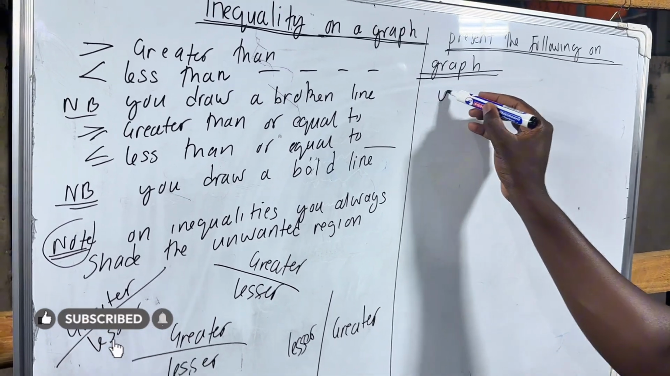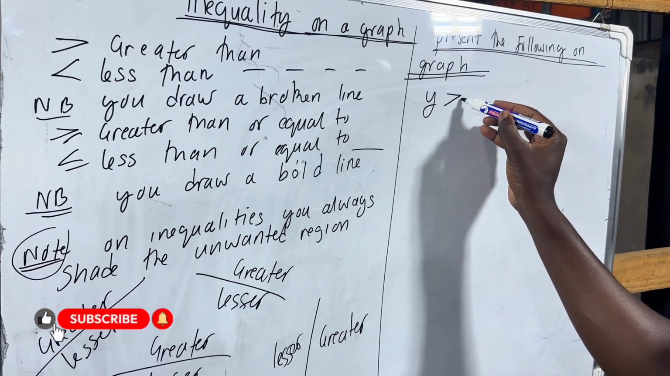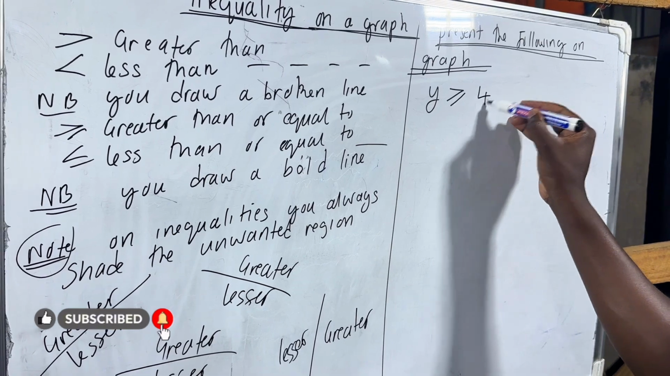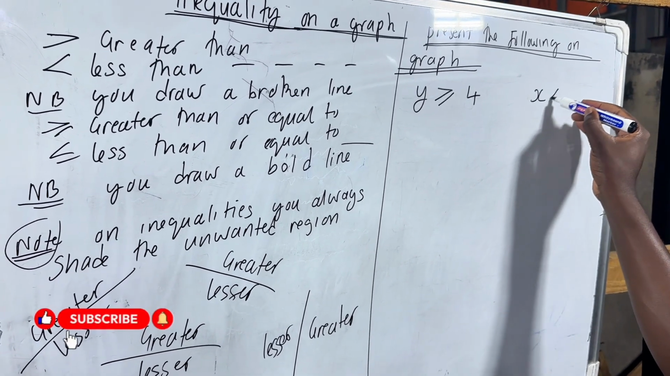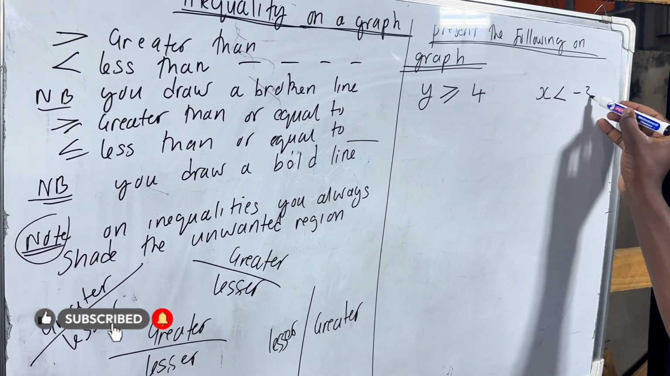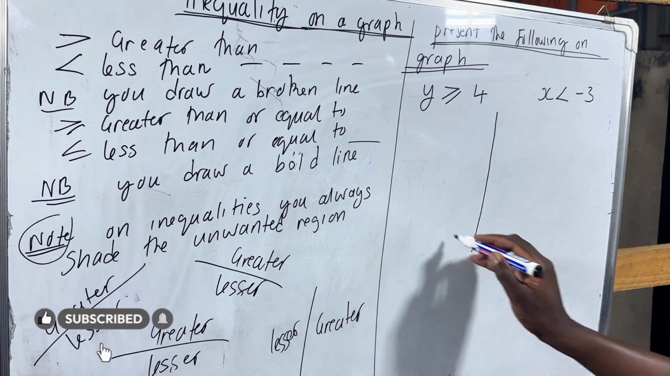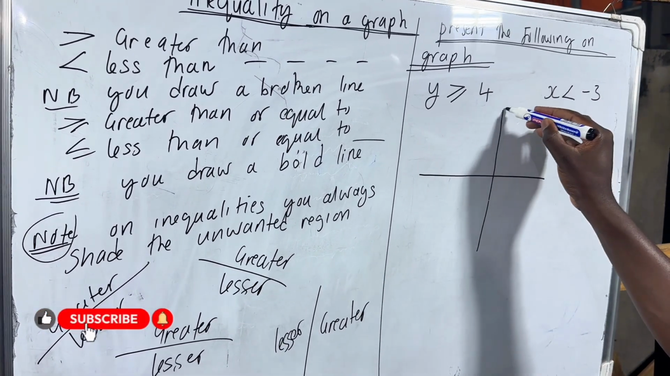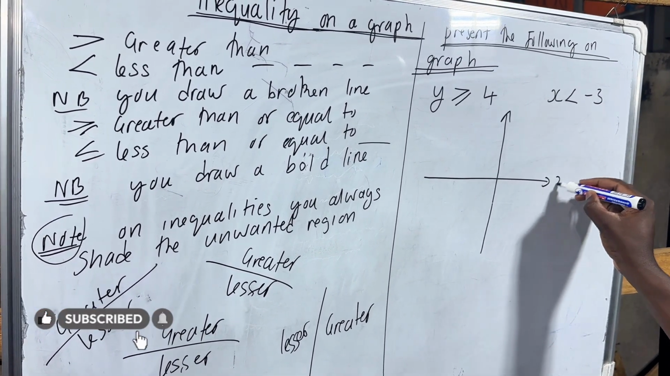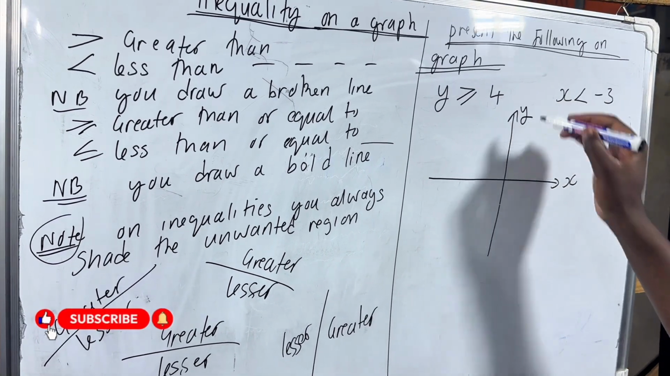Let's say you are given y is greater than or equal to 4. Then you have x less than minus 3. Okay, so you have what we call a Cartesian plane here. That's our Cartesian plane. X and y axis.